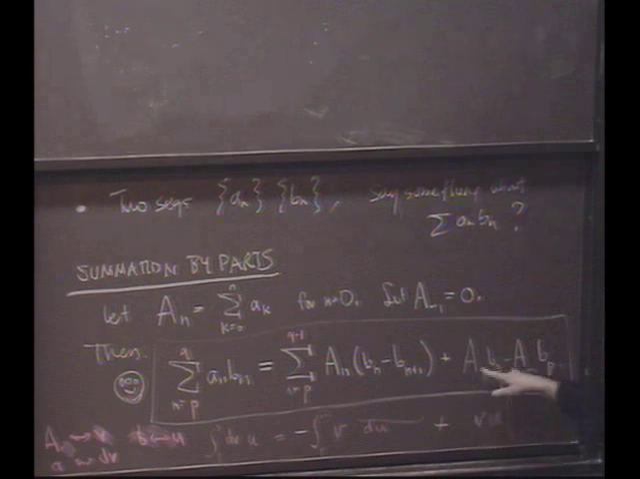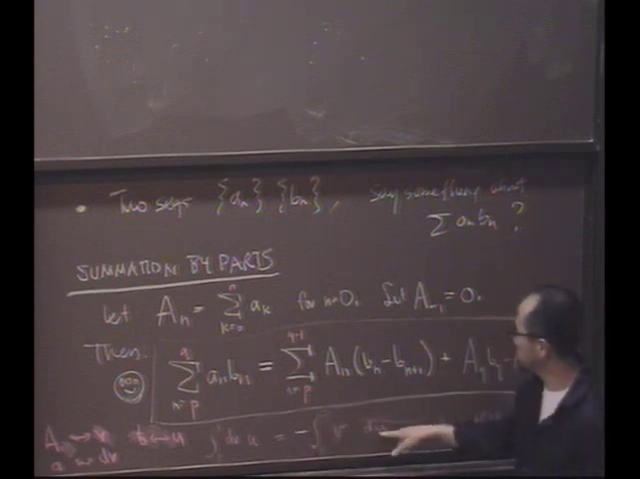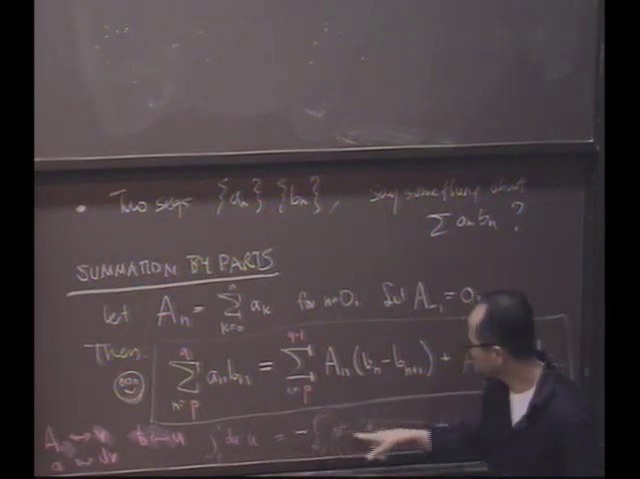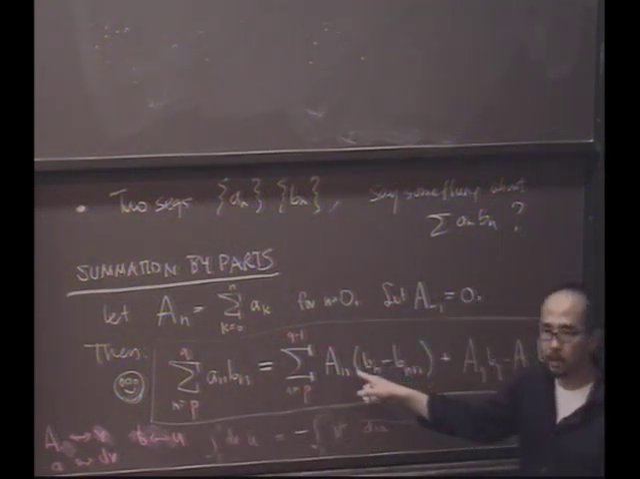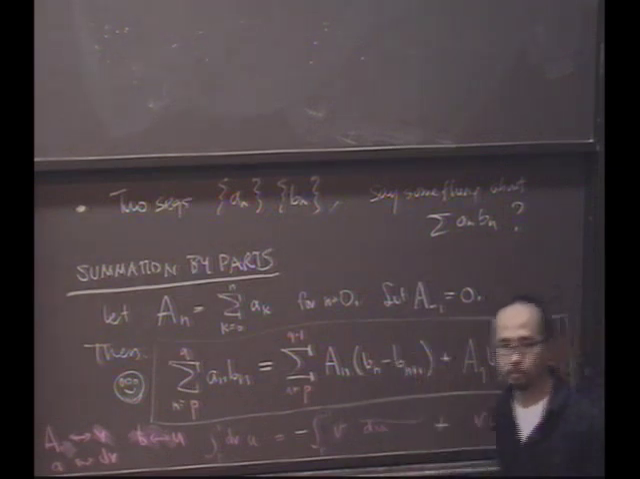But do you see that this is uv, evaluated at the endpoints q and p? Q is bigger than p. And this is minus v du, and the reason it's minus v du is because it's really minus du. If u is b, then du should be b_{n+1} minus b_n. So that's where the sign comes from.